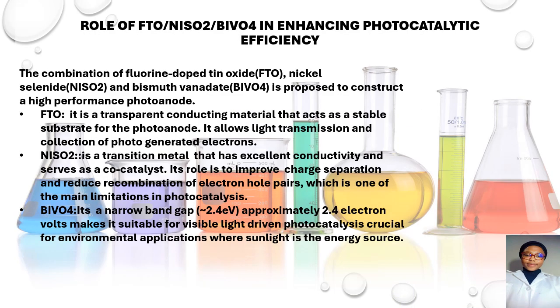The combination of fluorine-doped tin oxide, nickel selenide, and bismuth vanadate is suggested to create a highly efficient photoanode. FTO is a clear material that helps the photoanode work by letting light pass through and collecting the electrons created by the light. NiSe2, a metal that conducts well and works as a helper, improves how charges separate and reduces the issue of electron recombination, which is a common problem in photocatalysis.